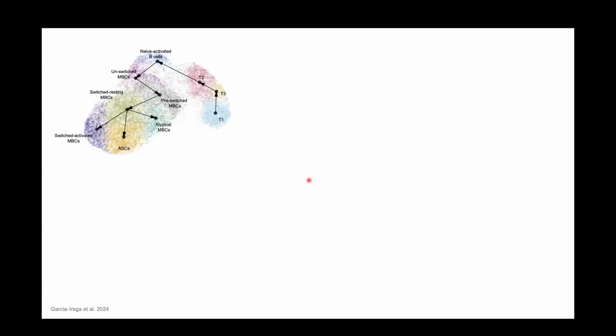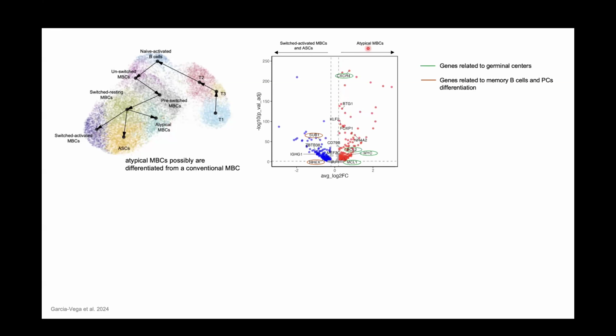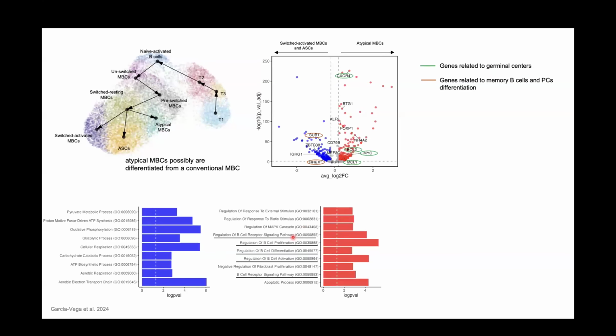So what could be the pathway for the development of atypical memory B cells in response to COVID-19? To address this question, we performed different analyses, including trajectory analysis, starting with transitional B cells, which differentiate into three different lineages: switch-activated memory B cells, antibody-secreting cells, and atypical memory B cells, indicating that probably these cells come from conventional memory B cells through the germinal center. Also, we observe that these atypical cells express genes related to germinal centers, and when we ran the gene ontology analysis, we observed that the atypical memory B cells express genes related to regulation of B cell receptor signaling pathway, regulation of B cell proliferation, differentiation, and B cell activation. So this means that these cells are probably activated and with BCR signaling.